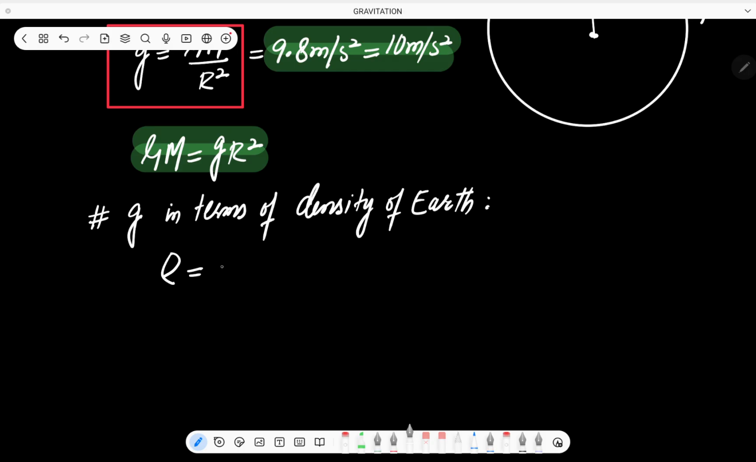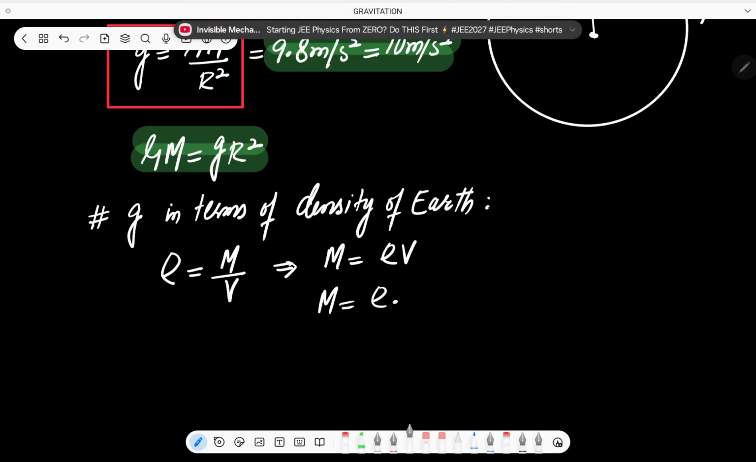What is density equal to? Density is defined as mass per unit volume, which implies that the mass of an object is equal to density of the object into the volume of the object. What is this M? It is the mass of the earth, and rho is the density of earth, and this V is the volume of the earth. Now we can assume that the earth is a perfect sphere, though it is not.